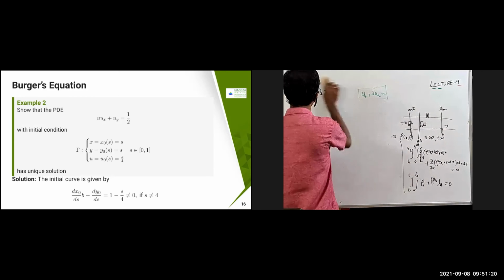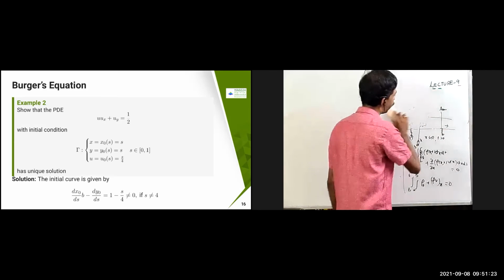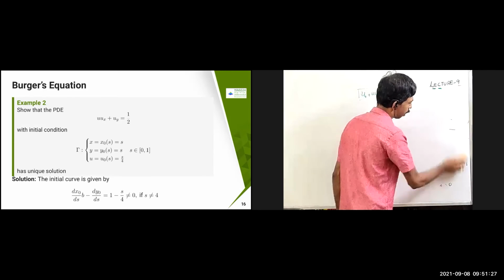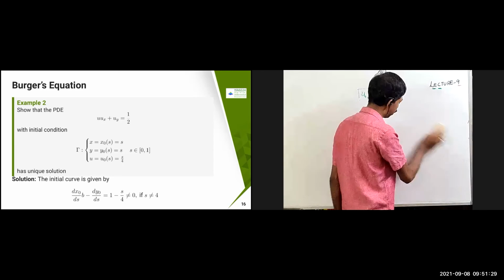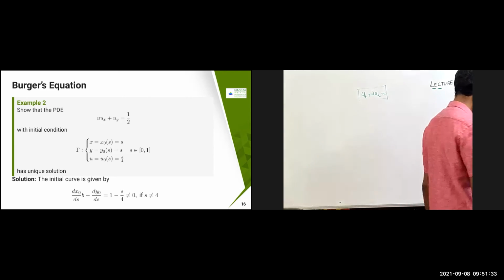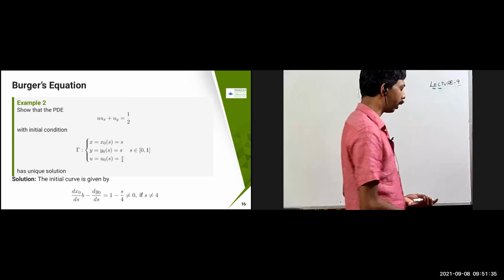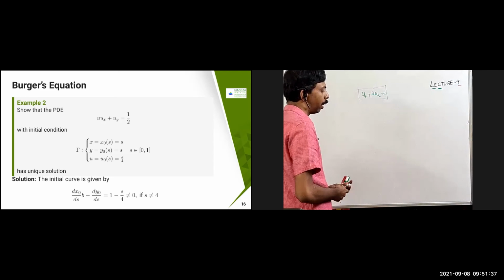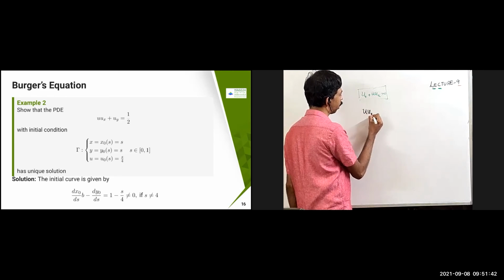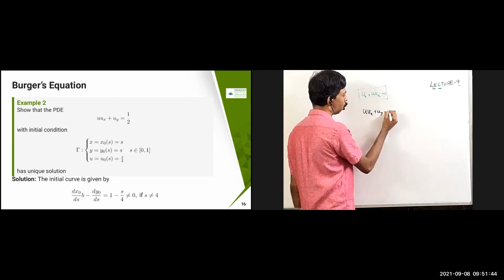It is not only important for traffic flow, it's also an important problem for space shuttles and shock waves, etc. We'll see that, because it is going to give you some kind of discontinuity in the later cases. So let us consider this problem: u u_x plus u_y equals 1 by 2.